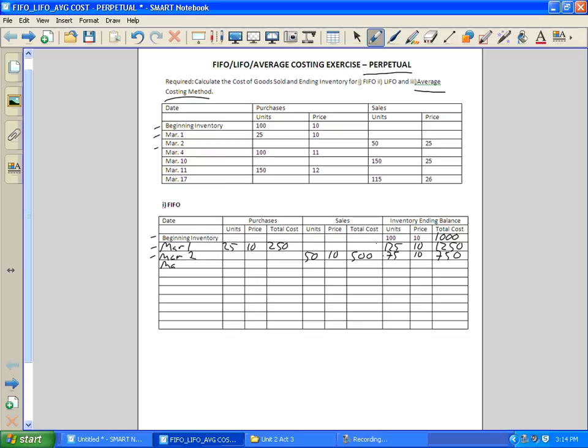Then, lo and behold, we get March the 4th, where we purchase another 100 units at $11 a piece, which gives us a value of $1,100 on that purchase. Now, in this case, what's really happened is we're adding another 100 units to our inventory, which gives us 175. The trick about the average costing, though, is to come up with this figure right here, the price of it. And that's where a little bit of calculating has to come in.